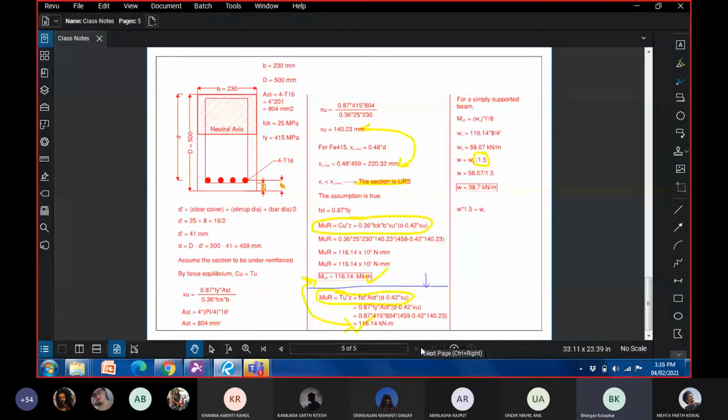Okay, so we'll just end this with one more numerical, so that you also get a feel of what to do when we get over reinforced sections. So please write down an RCC beam.